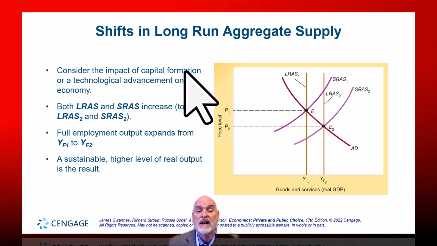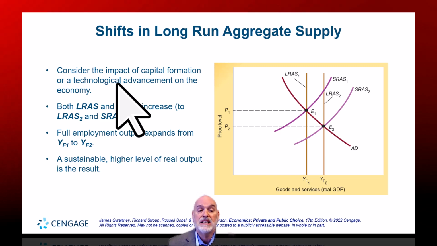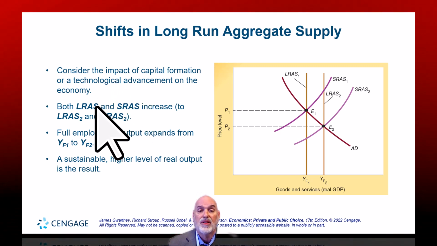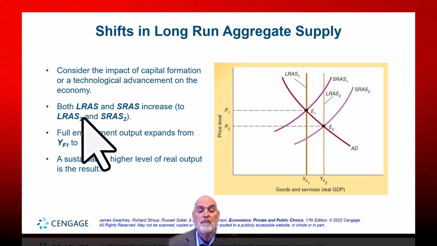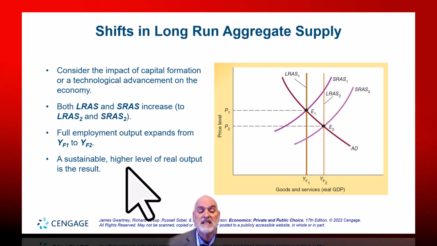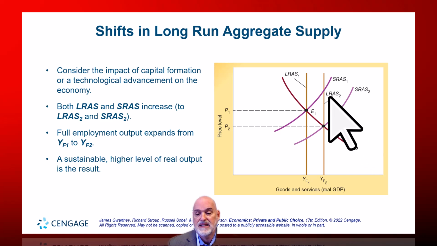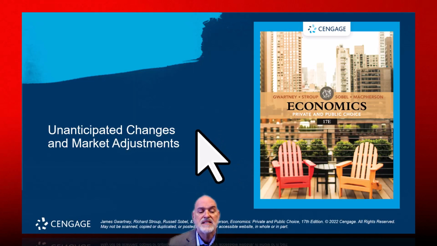Shifts in the long-run aggregate supply: you have to consider the impact of capital formation or technological advancement on the economy. Both LRAS and SRAS increase, full employment output expands, and a sustainable higher level of real output is the result. And we can see that in the charts here. Unanticipated changes and market adjustments.